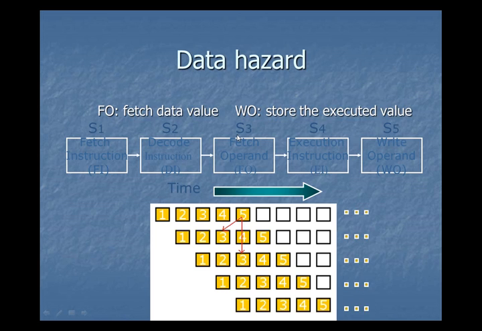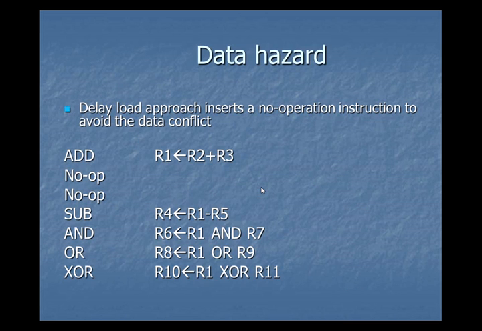This is your data hazard diagram. First one is S1, that is fetch, decode, fetch operand, execute, write operand. This is your time level, that is 1, 2, 3, 4, 5, 1, 2, 3, 4, 5. The 5 will use the 3 and the 3, that is the third operation of the next line. F4 means fetch data value. WO means write the operand, that is store the executed value.